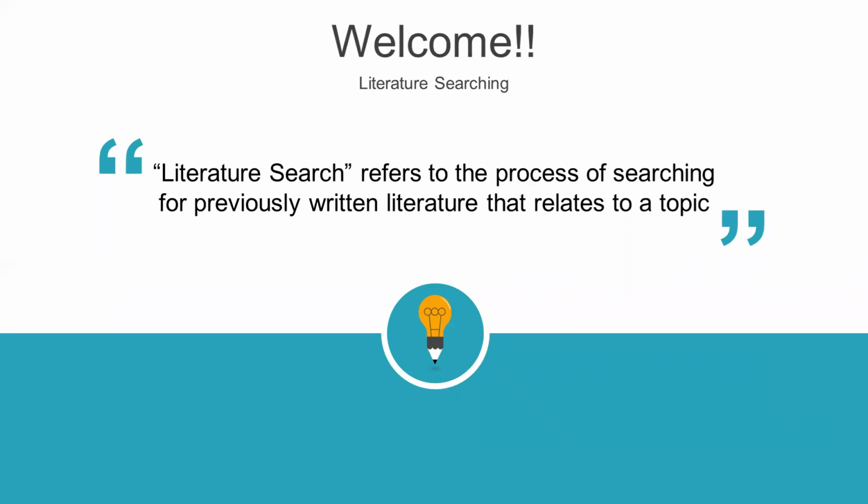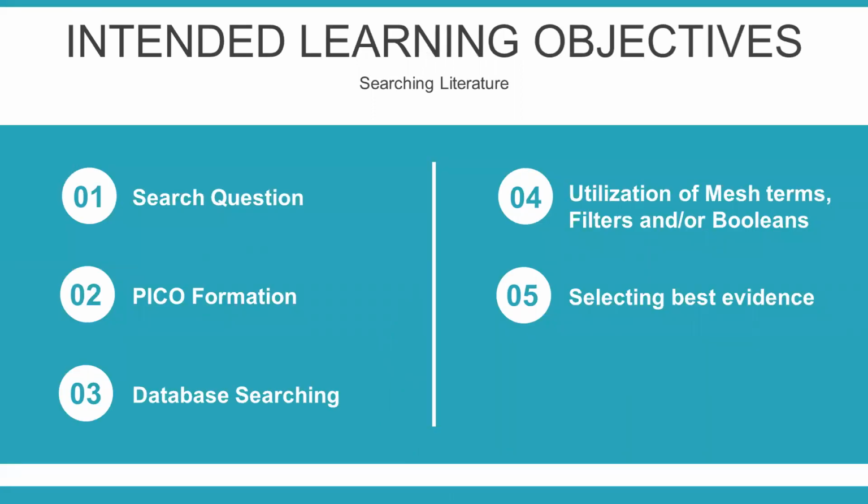Welcome friends to literature searching. As you all know, literature search refers to the process of searching for previously written literature that relates to a topic. And when we have to do a literature search, we need to have a search question. So let us frame some intended learning objectives. For this lecture, the intended learning objectives are search question, PICO formation, database searching, utilization of MeSH terms, filters, and Booleans, and selecting best evidence. So with these intended learning objectives, let us go ahead.